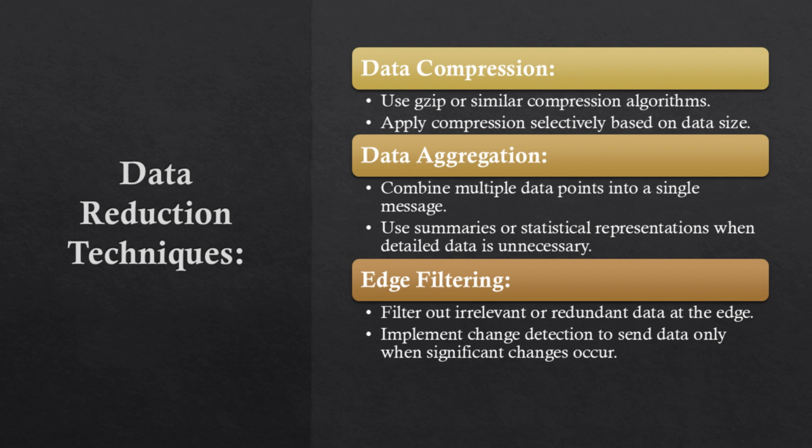Data aggregation. We combine multiple data points into a single message whenever possible. By aggregating data, we reduce the number of transmissions and the associated protocol overhead. In cases where detailed data isn't necessary, we use summaries or statistical representations, like averages or totals, to convey essential information efficiently. Edge filtering. At the edge device, we filter out irrelevant or redundant data. This ensures that only meaningful and necessary information is sent over the network. Implementing change detection algorithms allows the system to transmit data only when significant changes occur, further reducing unnecessary network traffic.